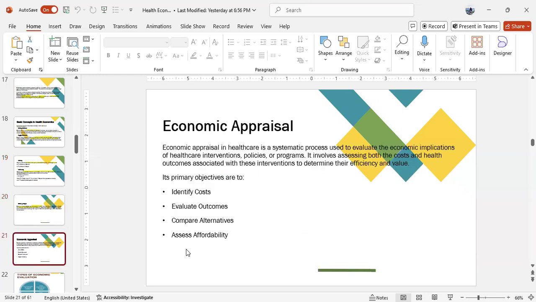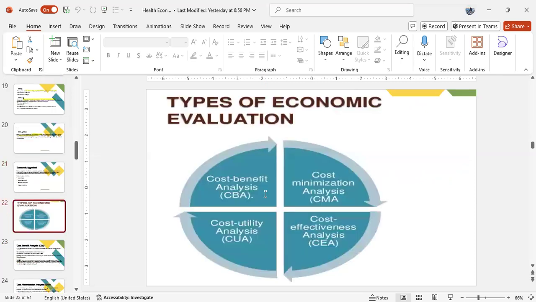Economic appraisal. Economic appraisal in healthcare is a systematic process used to evaluate the economic implications of healthcare interventions, policies, or programs. It involves assessing both the costs and health outcomes associated with these interventions to determine their efficiency and value. Its primary objectives are to identify cost, evaluate outcomes, compare alternatives, and assess affordability.